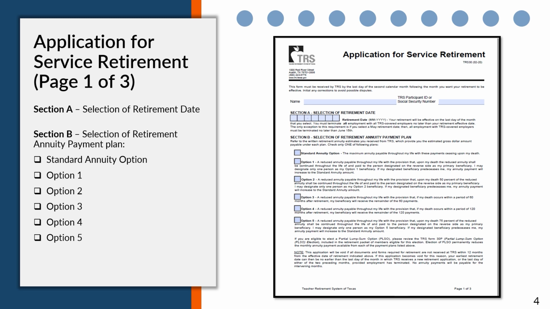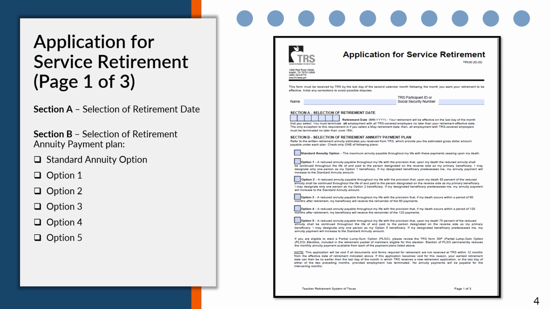In Section A, you will write the month and year of your retirement. For example, if you are retiring in May of 2025, you will write 05-2025. Retirement date with TRS will always be effective the last day of the month, even if you terminated employment earlier in the month. In Section B, you will select your preferred retirement plan option.